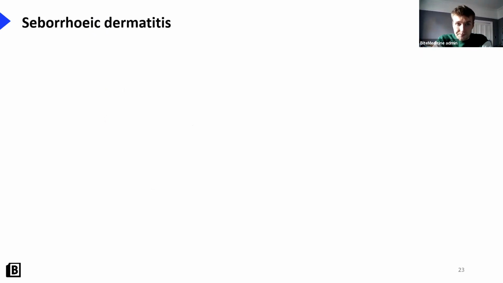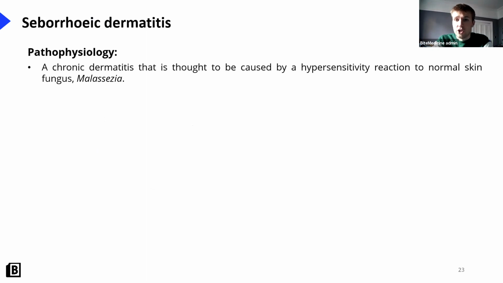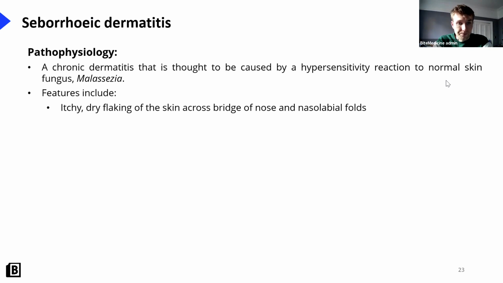So sebderm is very common. Essentially, it's a chronic dermatitis. We all have this fungus on our face and skin called Malassezia. There's a number of different species, and it's thought that a certain subset of the population develop a hypersensitivity reaction to it, causing this dermatitis of the skin.